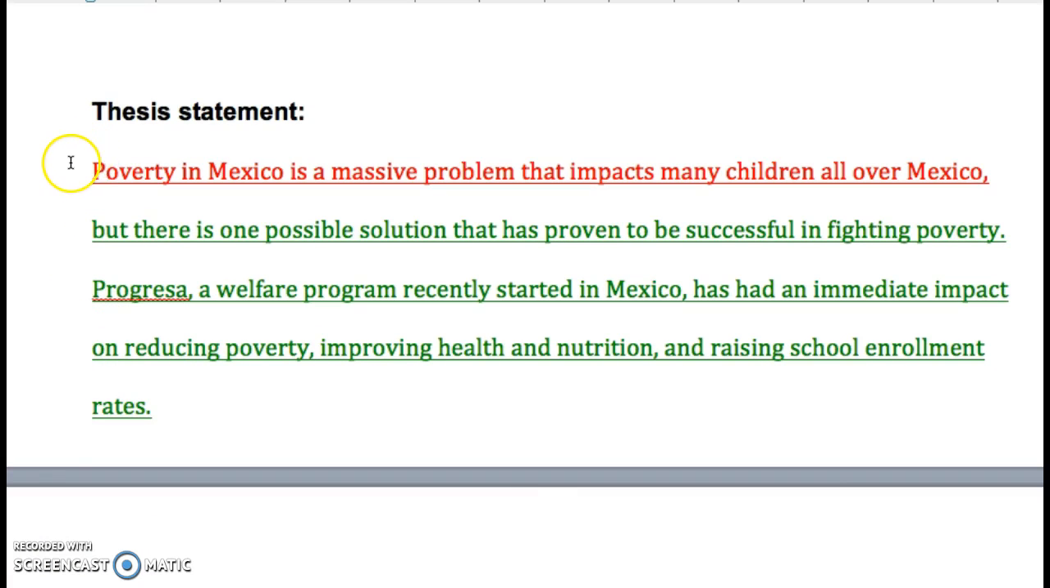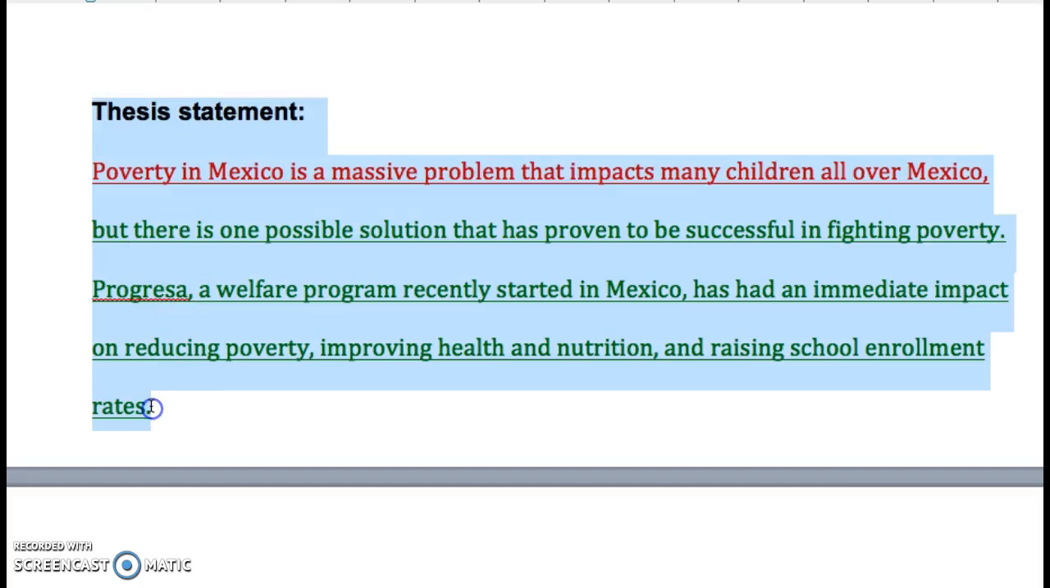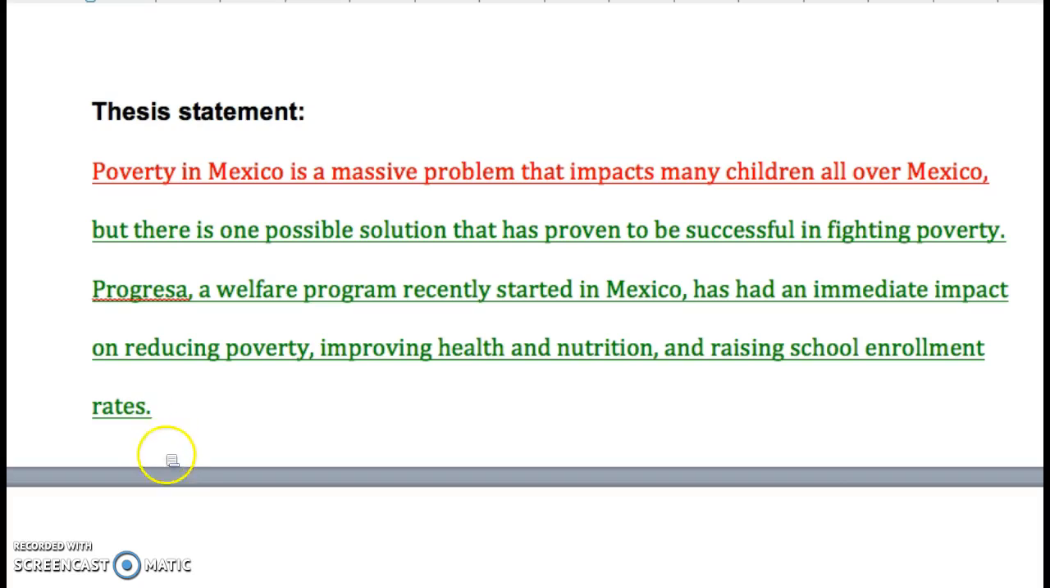Poverty in Mexico is a massive problem that impacts many children all over Mexico. But there is one possible solution that has proven to be successful in fighting poverty. Progressa, a welfare program recently started in Mexico, has had an immediate impact on reducing poverty, improving health and nutrition, and raising school enrollment rates. All of this, two sentences, would be considered my thesis statement. And I can add that into my outline actually.